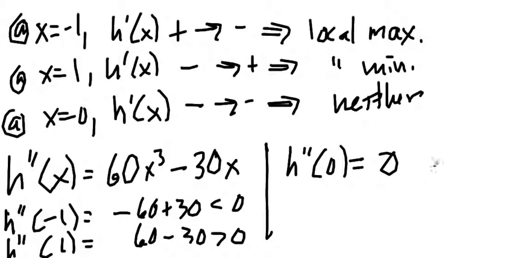0 minus 0 is 0. And so the second derivative test is inconclusive. We would have to go to the first derivative test to figure out what's going on. The first derivative test says since the derivative doesn't change sign, then we have neither a local maximum nor a local minimum.